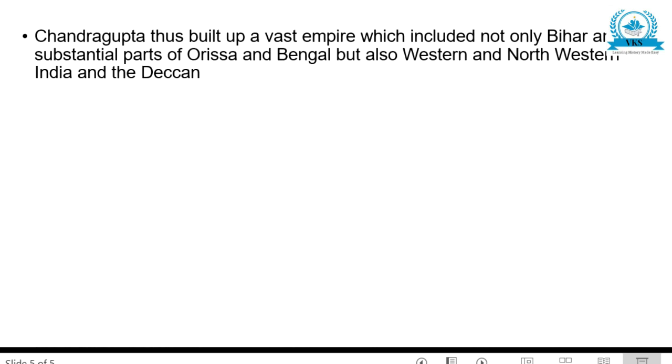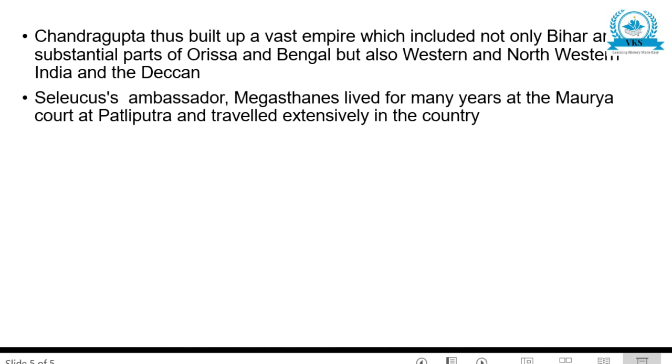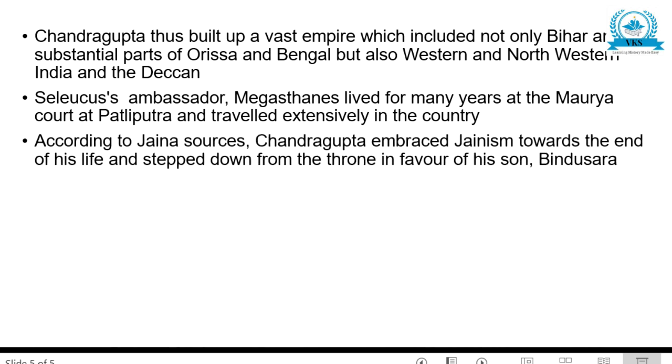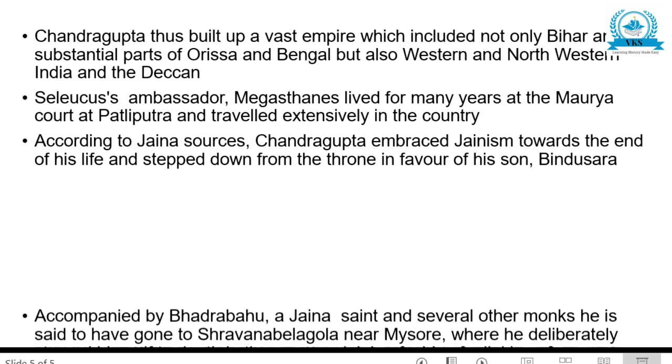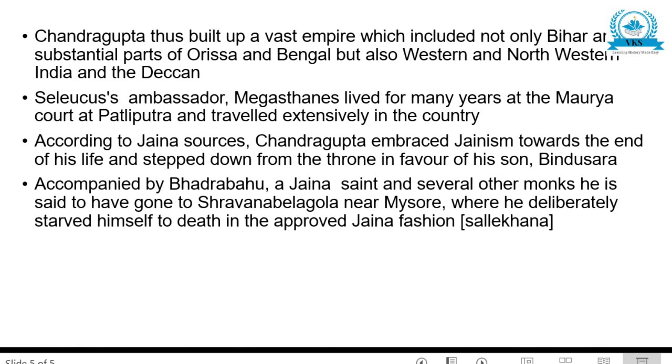Chandragupta thus built a vast empire which included not only Bihar and substantial parts of Orissa and Bengal, but also western and northwestern India and the Deccan. Seleucus' ambassador Megasthenes lived for many years at the Maurya court at Patliputra and travelled extensively in the country. According to the Jaina sources, Chandragupta embraced Jainism towards the end of his life and stepped down from the throne in favor of his son Bindusara. Accompanied by Bhadrabahu, a Jaina saint, and several other monks, he is said to have gone to Shravanabelagola near Mysore, where he deliberately starved himself to death in the approved Jaina fashion called Sallekhana.